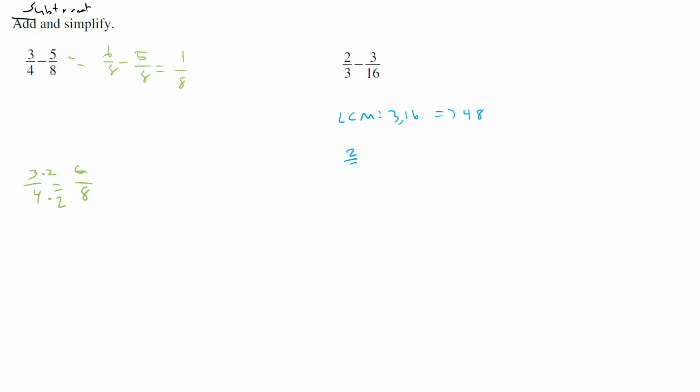So 2 over 3 equals something over 48. I need to multiply the denominator by 16. What I do to the bottom, I have to do to the top. So that's going to be 32 over 48.